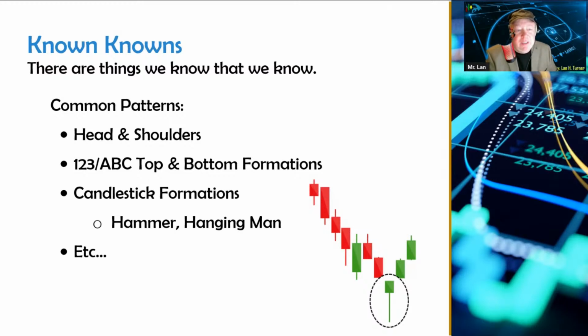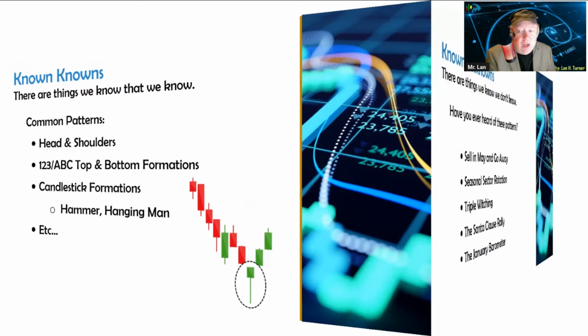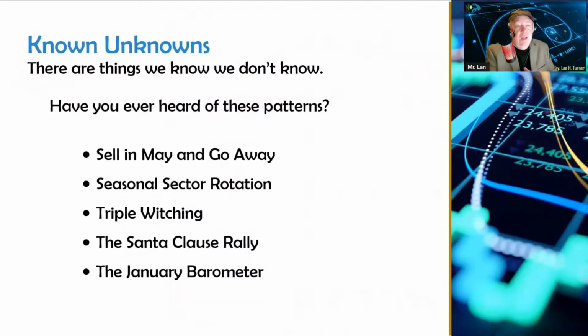Head and shoulders, ABC, 1, 2, 3, top and bottom formations, candlestick formations, hammers, hanging mans, etc. You've heard of these things. These are known knowns. As a trader, you don't have to spend much time in the financial industry to know these things, because they're some of the first things we always teach.